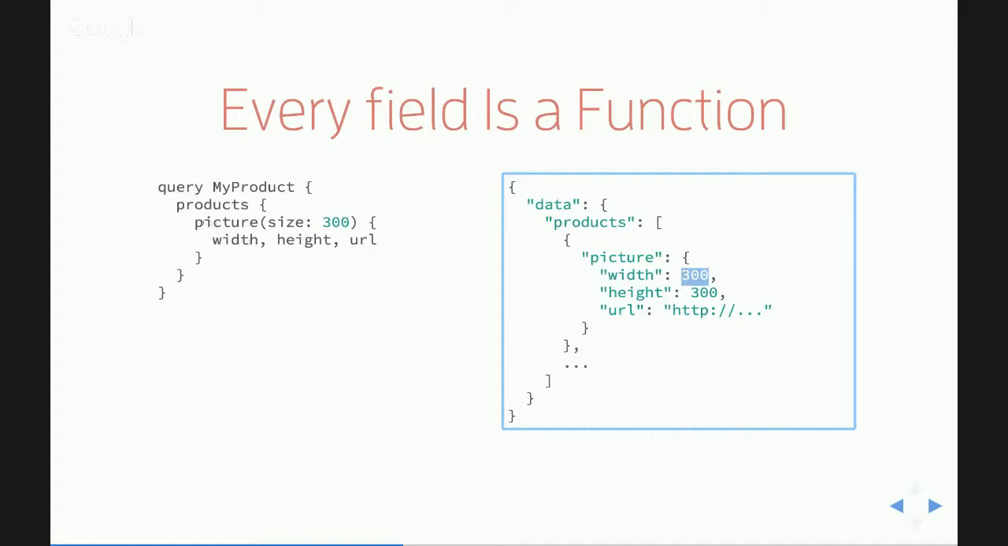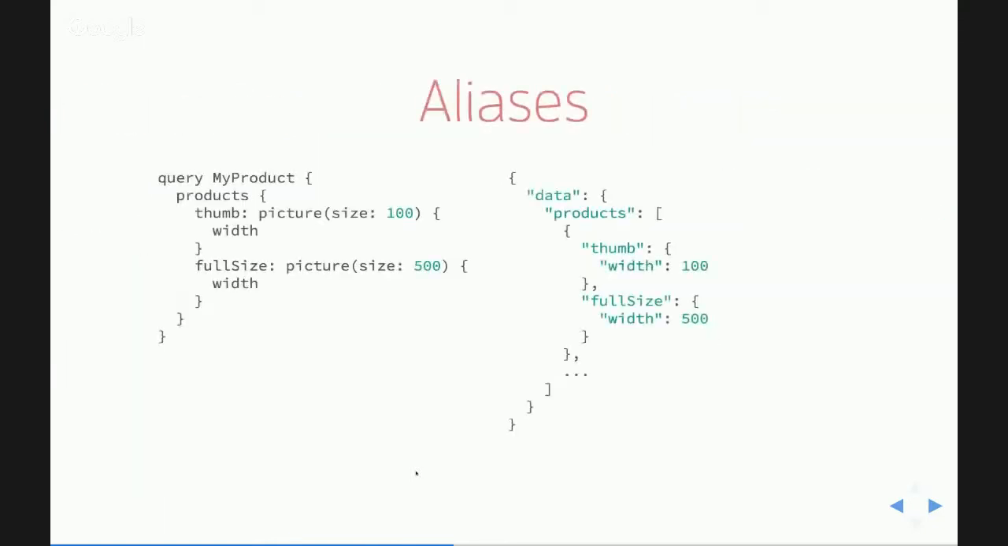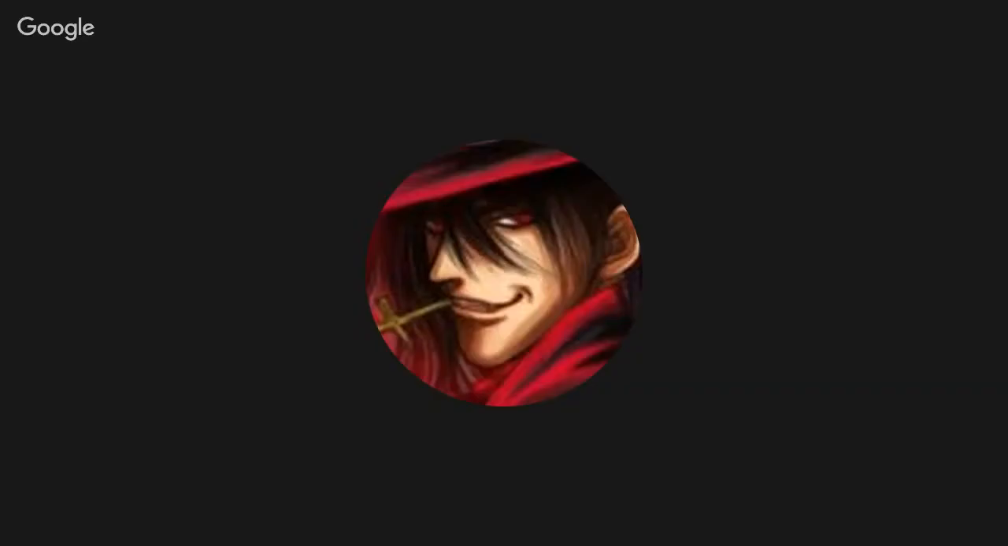But what if I want different sizes? So I want pictures with different sizes. For example, I have my product detail page and I show a small thumbnail of a picture followed by a bigger picture, a full size picture. Well, this is possible, as you can define an alias for a field, and this allows you to use the same field multiple times with a different name but with different arguments. In this case, I actually asked for a thumbnail and for a full size picture.